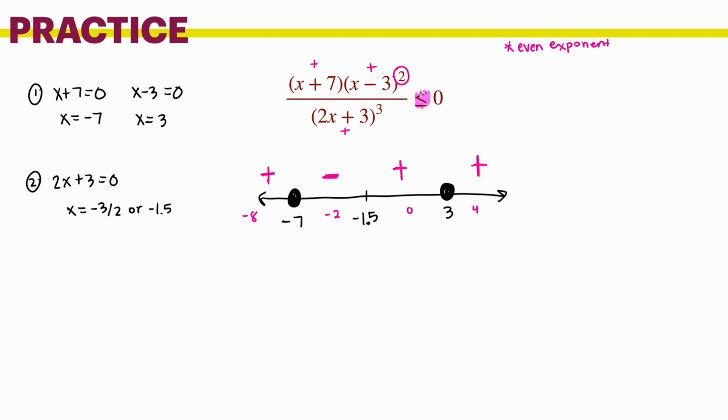Now, we're looking for everything less than 0. Less than 0, which means we're looking for the negative, which is only happening in here. So the answer is going to be -7 bracket, because it's closed, to -1.5. And I just now realized I totally forgot to make that an open circle. And that is your answer.